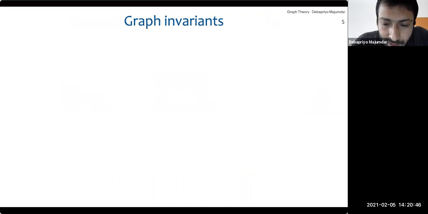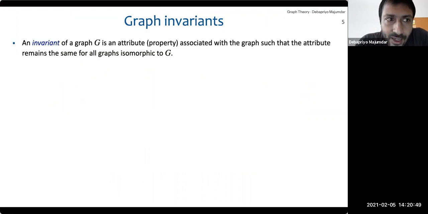So, graph invariants. An invariant of a graph is an attribute or a property. It can be a number, it can be a sequence of numbers or something like that, right? So it's a measurable property associated with the graph, such that the attribute remains the same for all graphs isomorphic to G. That means if two graphs are isomorphic, that attribute has to be the same for both graphs. Then we'll call that property a graph invariant.